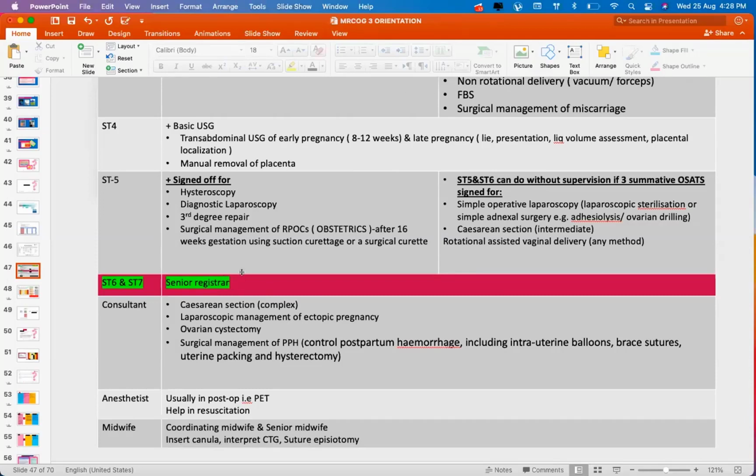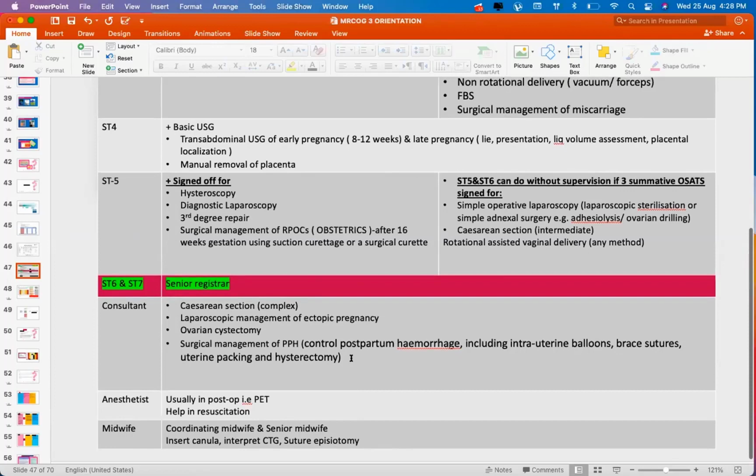ST6 and ST7 are at the senior registrar level. So what is the job of the consultant? The consultant should do complex cesarean section, for example, placenta previa, accreta, increta, previous history of classical cesarean section, previous history of rupture, laparoscopic management of ectopic pregnancy. Senior registrars are not going to do that. Ovarian cystectomy, if there is ovarian torsion, then ovarian cystectomy and oophorectomies. Surgical management of PPH, including intrauterine balloons, brace sutures, uterine packing, and hysterectomy.